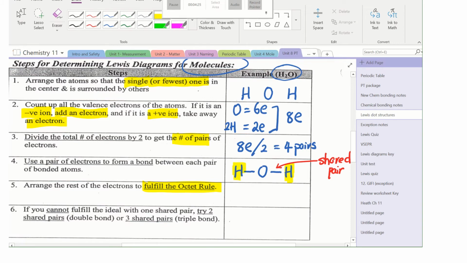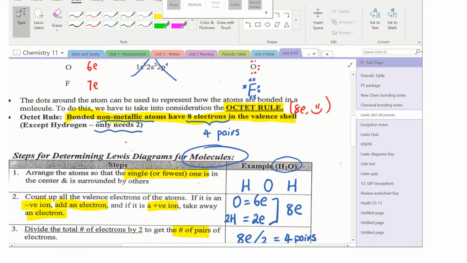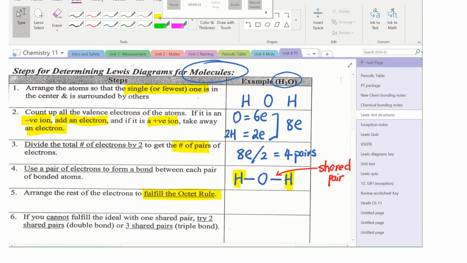Now if we take a look at just hydrogen itself, right here on the side, hydrogen already has a pair of electrons. Remember, hydrogen only wants 2. Hydrogen has this pair that's shared with oxygen. It's already shared, so it has 2. So these 2 hydrogens are happy. They've already fulfilled what they need.